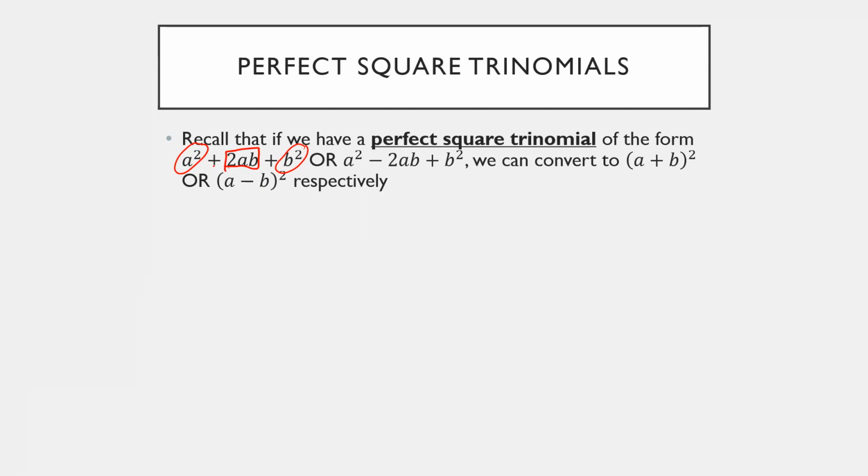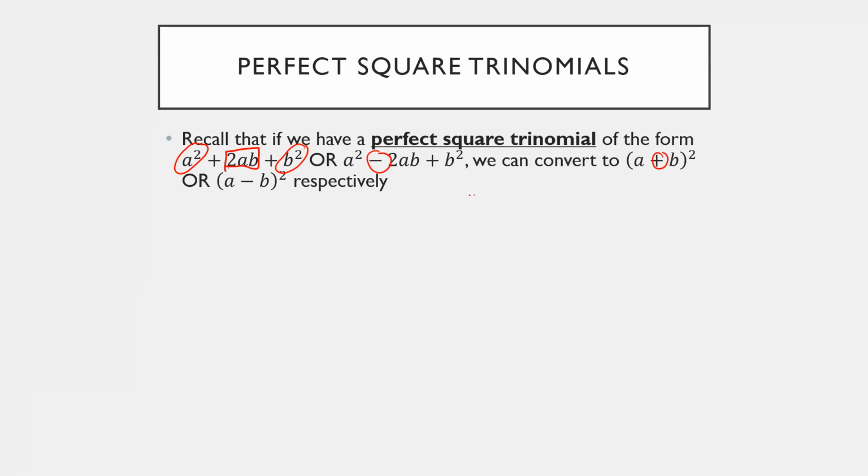And if you are adding 2 times the product of the square roots, or you are subtracting 2 times the product of the square roots, that will indicate whether you will be adding the square roots or subtracting the square roots.